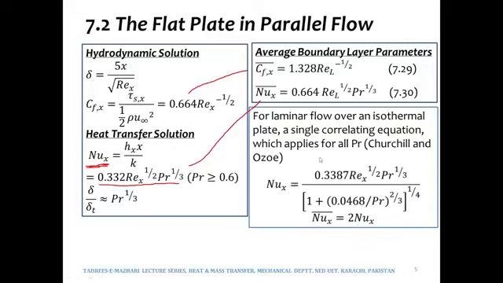Similarly, over here it says for laminar flow over an isothermal plate. So right now we are dealing with isothermal plate expressions. As I had explained on the second slide, we would be discussing two types: isothermal, or constant temperature case, and constant heat flux case. So right now we have started with the isothermal case.